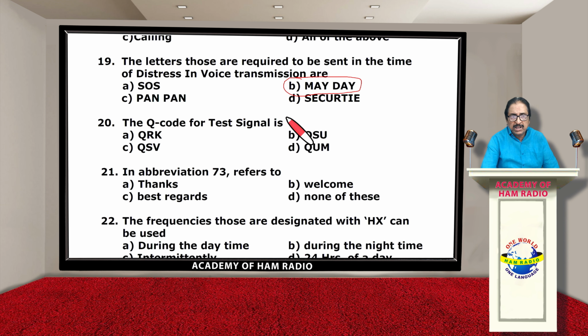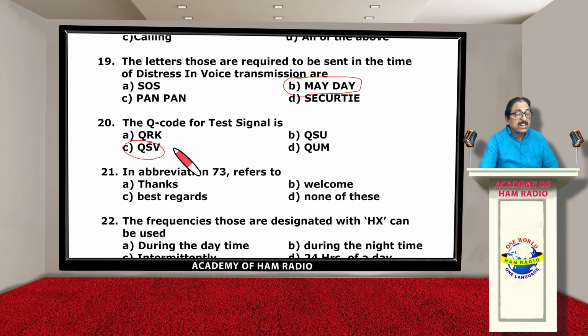Bravo is the answer. The Q code for test signal is: the test signal is meant for either the adjustment of a transmitter or receiver or for any experiment. But there is a code. If you want to send the test signal, prior to sending it you have to give this code, QSV. Charlie is the answer.